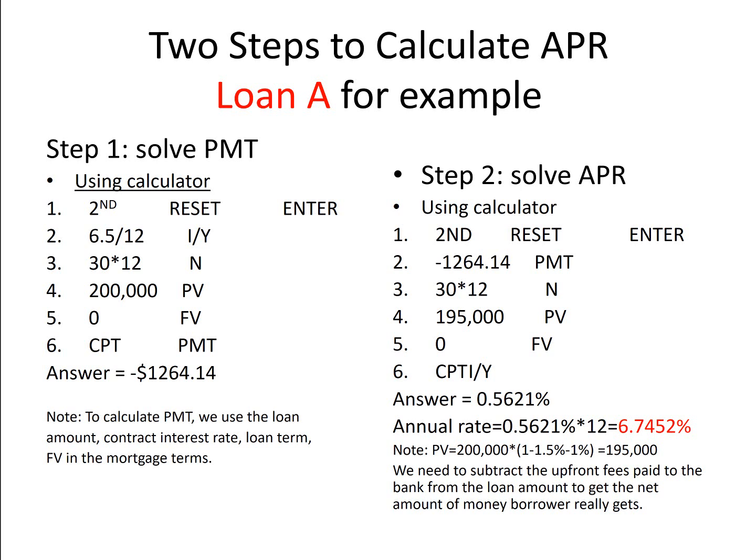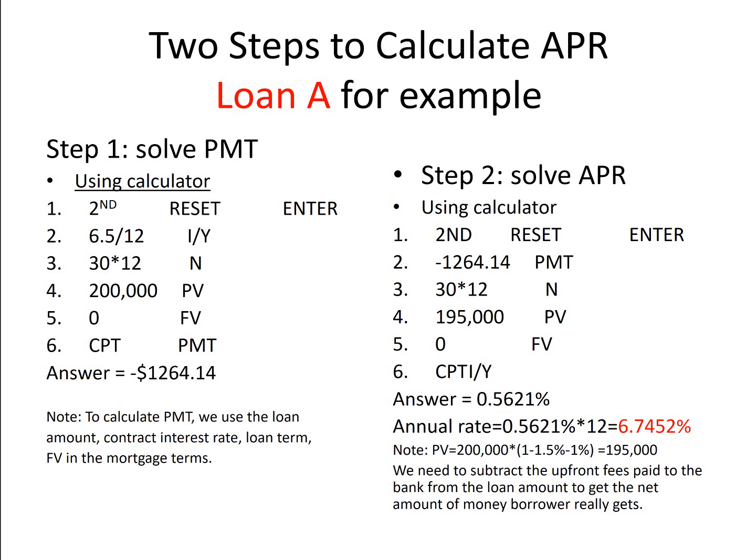The present value to calculate the annual percentage rate is the net amount of money the borrower really gets from the bank. We need to subtract the upfront fees paid to the bank from the loan amount to get the net amount the borrower really gets. In this case, it's 1.5% upfront fees and 1% insurance fees, so the present value the borrower really gets is $195,000.